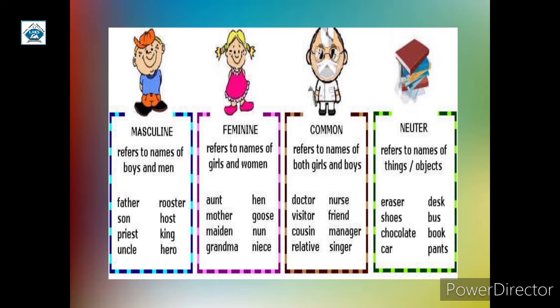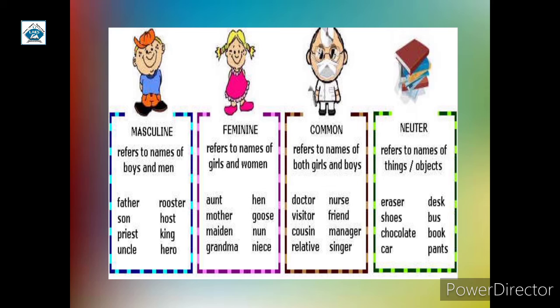What is feminine gender? It refers to names of girls and women. It is a class of female persons or animals. For example, aunt, mother, maiden, grandma, hen, goose, nun, niece, landlady, tigress, etc.